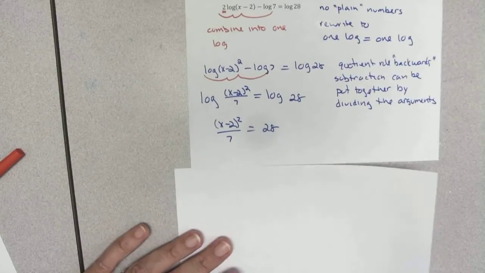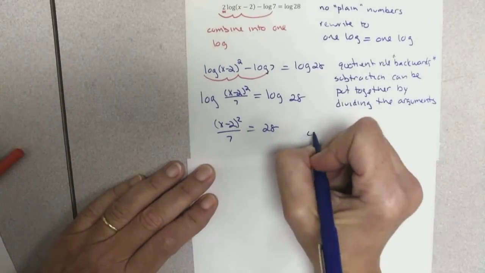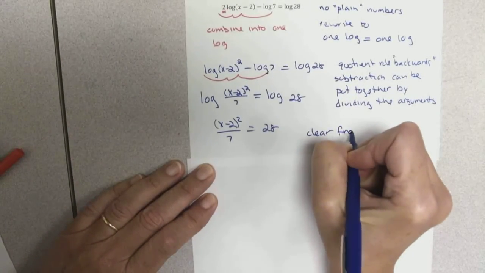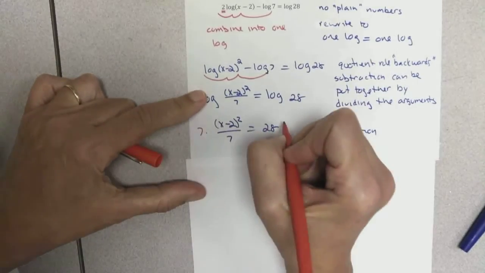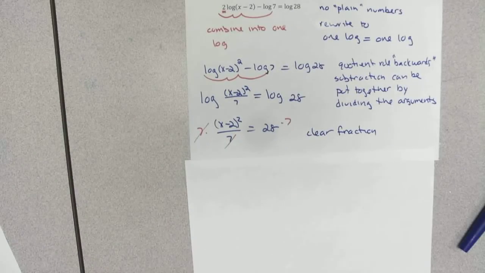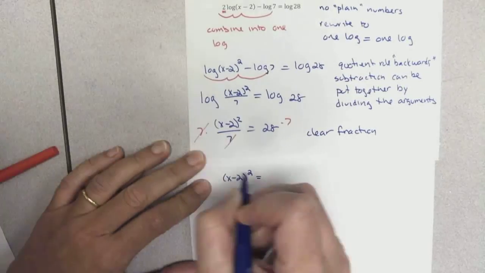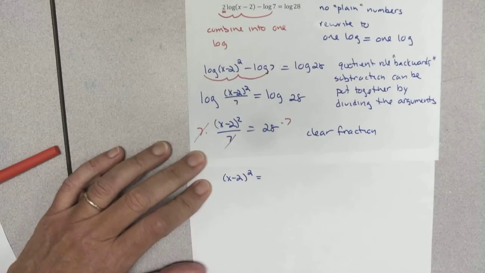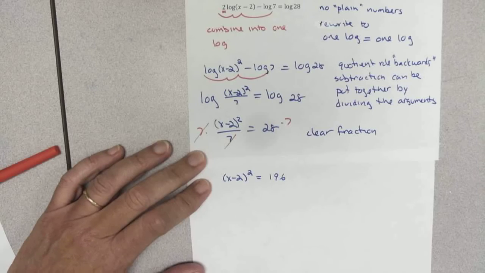So going on to a new piece of paper here. I'm going to clear my fraction. So I'm going to multiply both sides by 7. On the left, the 7s are going to cancel. So x minus 2 squared equals, and I'll ask the calculator. Should be able to do it in my head, but I didn't try. 196.